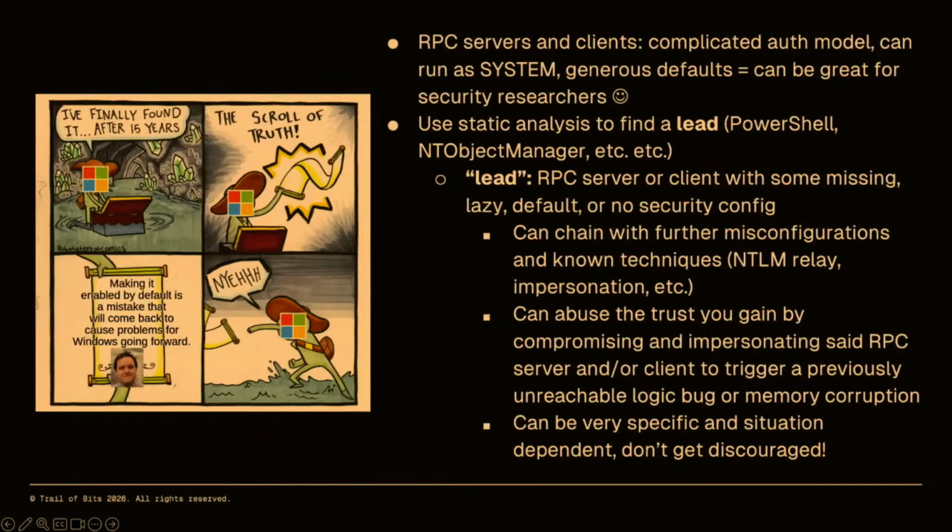But if you're able to find a way to chain it with further misconfigurations and known techniques, for example NTLM relay, where maybe I was able to chain it with something where I didn't have the highest level of authentication set, then that would have been successful. So if you can find a way to chain it, that would be a potential avenue to exploit.